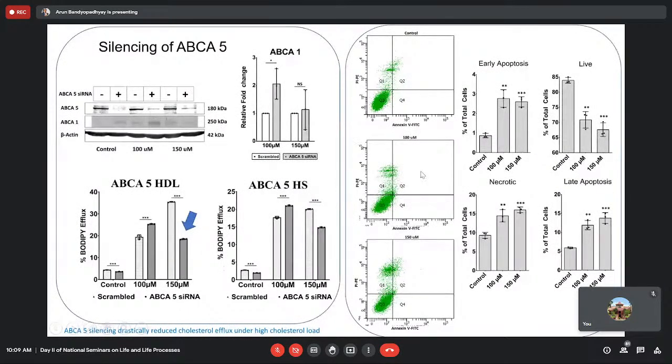And very interestingly, when ABCA5 is silenced, you can see that most of the cells are going towards late apoptosis, necrotic as well as apoptosis. So it is the signal for the necrotic plaque, the advanced plaque. When ABCA5 is also decreased, the plaque becomes necrotic, because most of the cells become necrotic, in late apoptosis. So live cells are not very large in number.